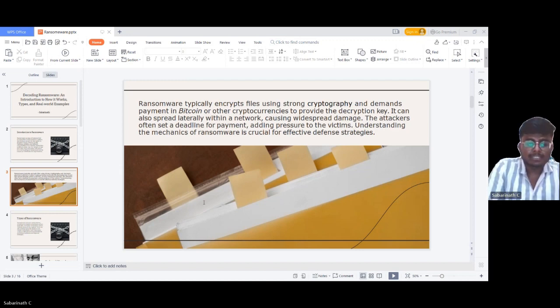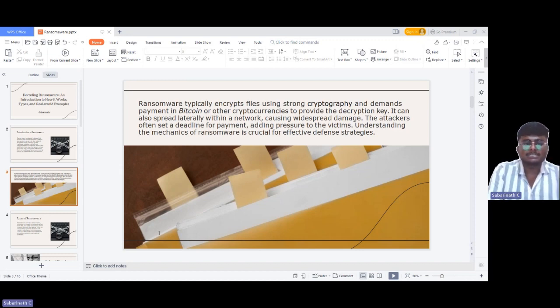Encryption process. Ransomware employs advanced encryption algorithms to lock files, making them unreadable without a unique decryption key. Commonly targeted files include documents, images, and databases. Ransom notes. After encrypting files, a ransom note is typically displayed, informing the victim of the attack and providing instructions on how to pay the ransom. This note often includes a countdown timer, adding urgency to the demand.